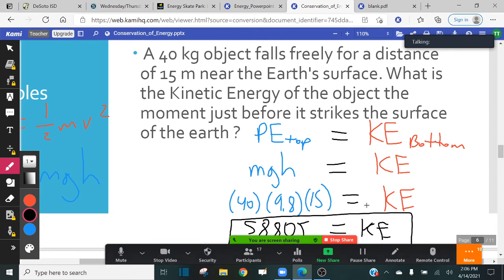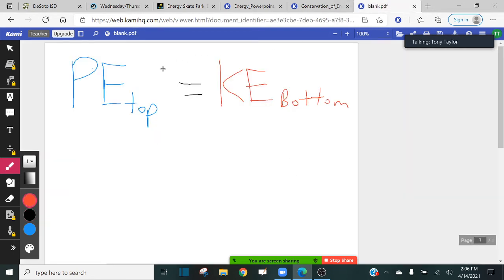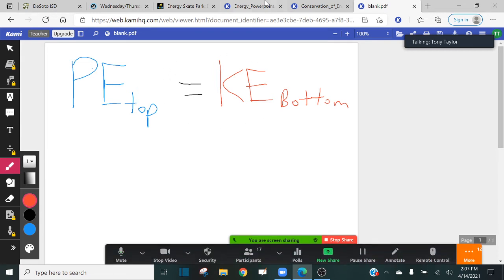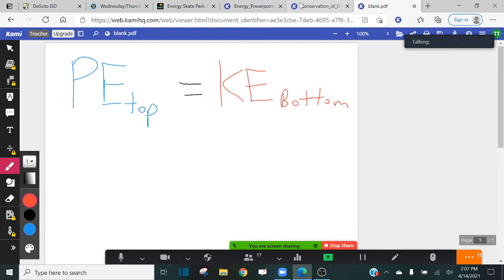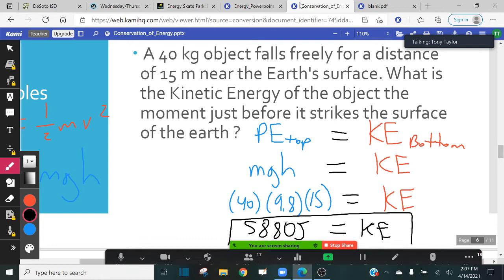Make sense? So you said they gave you the potential energy at the top? They gave you the information to calculate the potential energy at the top. They gave you mass and height. So even though we couldn't calculate kinetic energy, we could calculate potential energy. But according to this principle here, Jeremiah, if you know one, you know the other. That's the basic idea. All right, Jeremiah. As we do more problems, it'll click. It'll make more sense as we go through more examples.